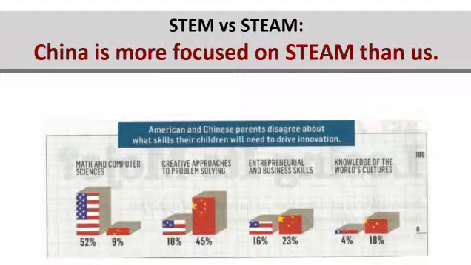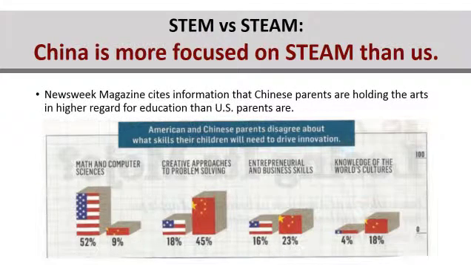Take a look at this chart right here to see how China is more focused on STEAM than the United States is. This is from Newsweek magazine, and it is showing that Chinese parents are holding the arts in higher regard for education than most U.S. parents are. As you can see, the U.S. holds math and computer sciences in very high regard, but as you look at the other three categories of creative approaches to problem solving, entrepreneurial business skills, and knowledge of world cultures, you start to see how China has a lead on us.